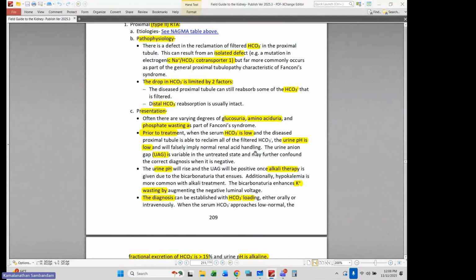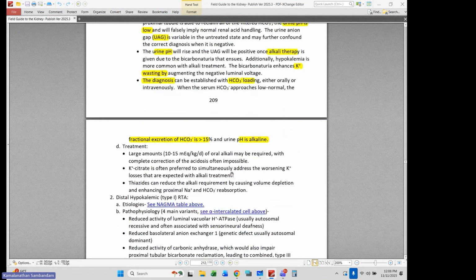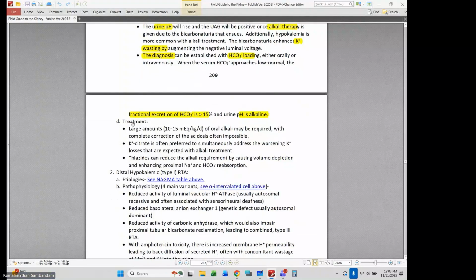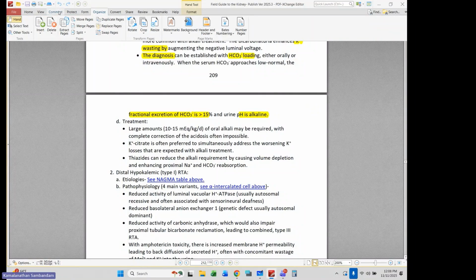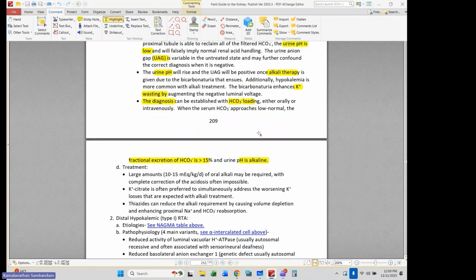So if you'll recall, after we skipped a week, let's get ourselves oriented again. We were talking about non-gap acidoses, and we had embarked on a conversation of one of the renal tubular acidoses, that is the proximal RTA. We made several important points, including the fact that K wasting increases when you give alkali therapy to a patient with proximal RTA.